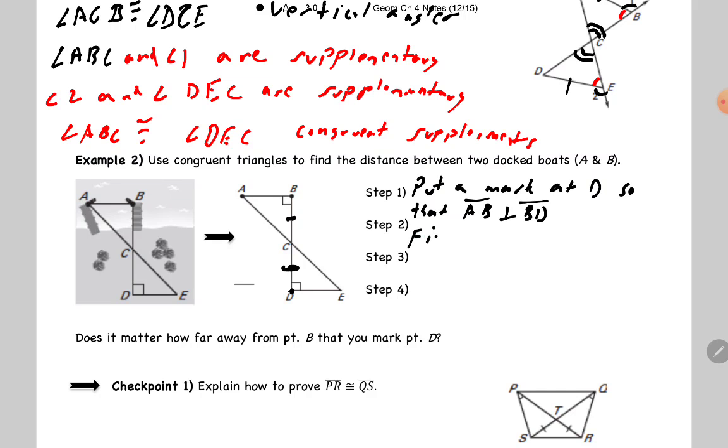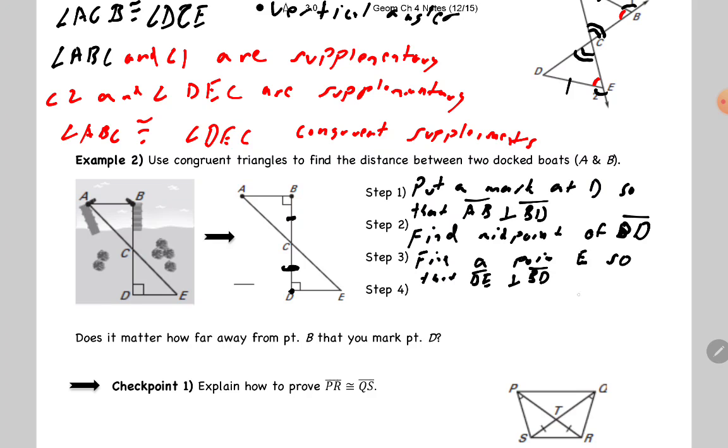Step 2, we'll find the midpoint of BD and call that point C. Then find a point E so that DE is perpendicular to BD and points A, C, E are collinear.